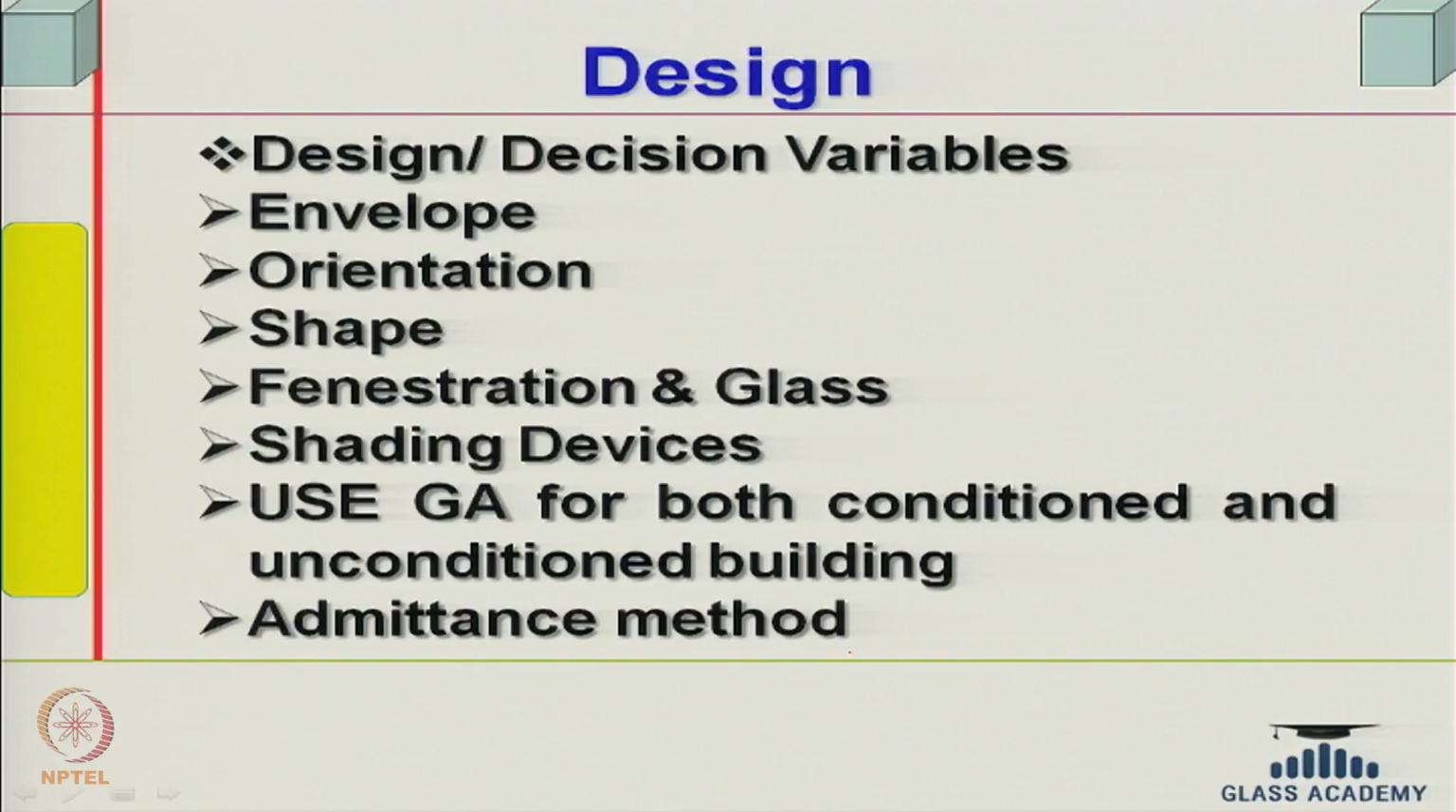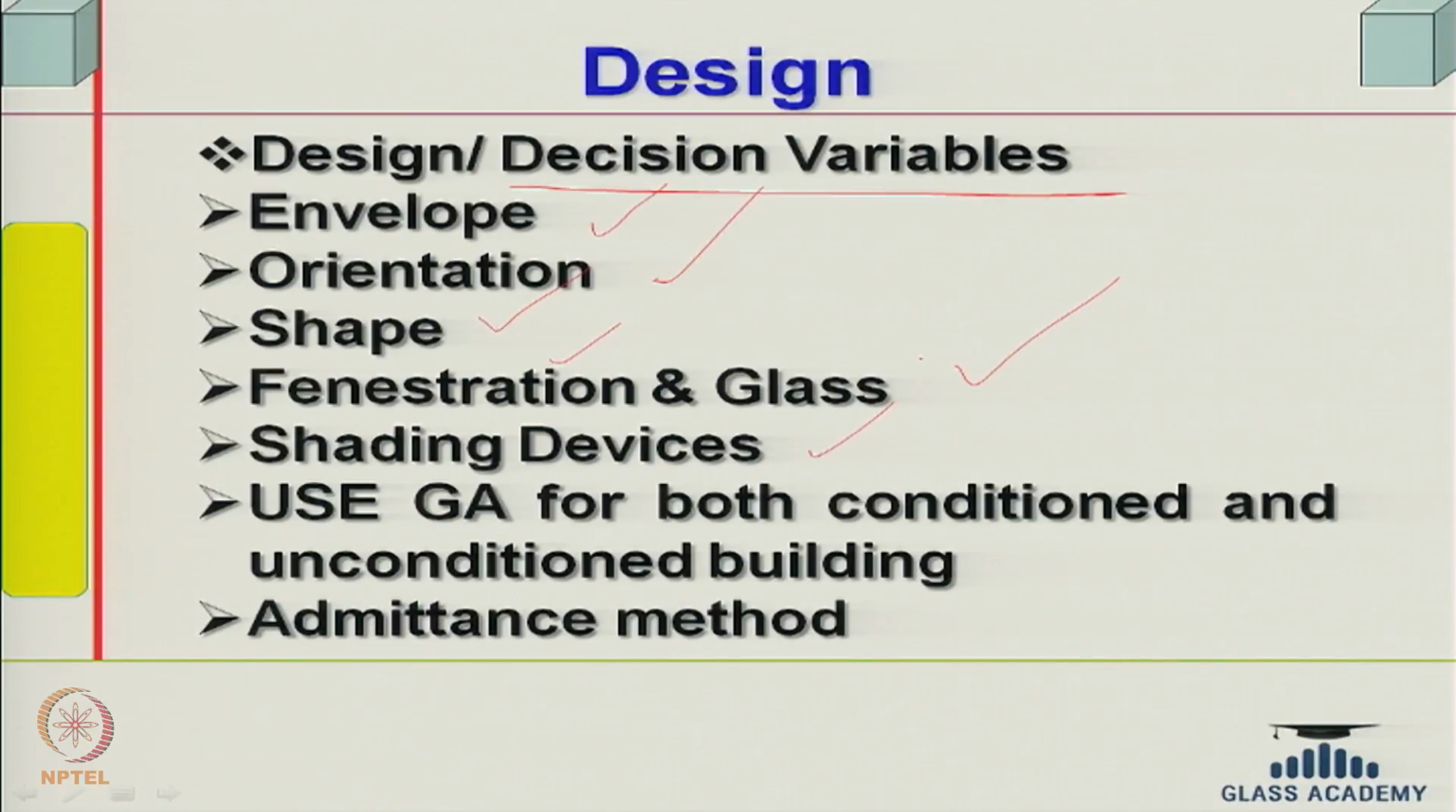So, this is some aspects. Now, we will look into some aspects, then some more we will look into when it comes. Now, in thermal design of building or energy efficient building design, the decision variables are envelope parameters, which I have discussed so far. Orientation is the other one, shape, type of glass and the fenestration location.